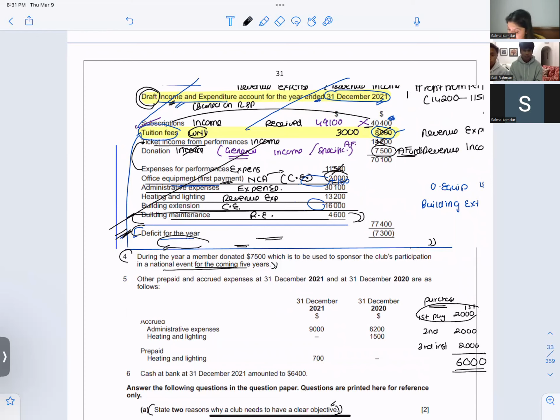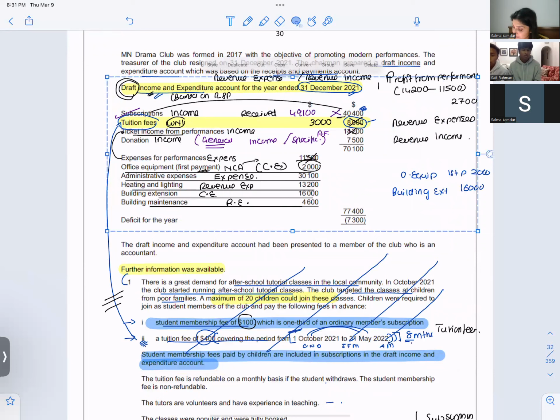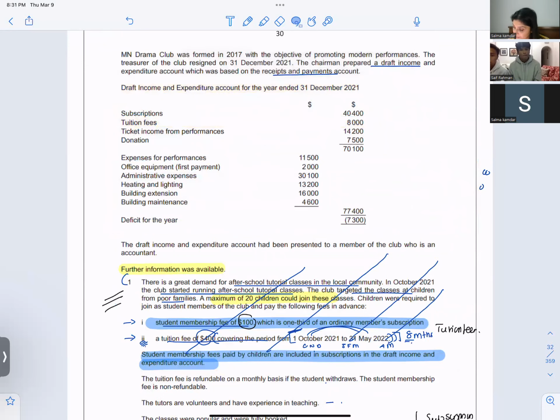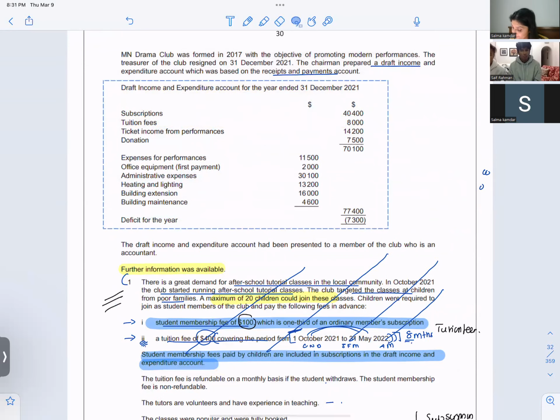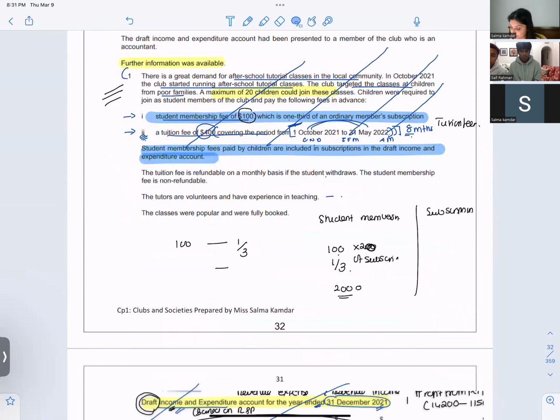Are you with me? So I have already recorded my three incomes, and the income side of the income and expenditure account is over. Okay, fine. I will crop this again and take it down. Let's talk about the expenditure part.